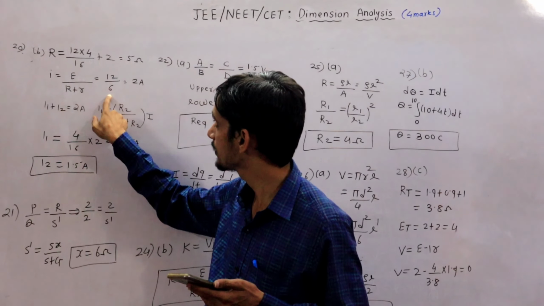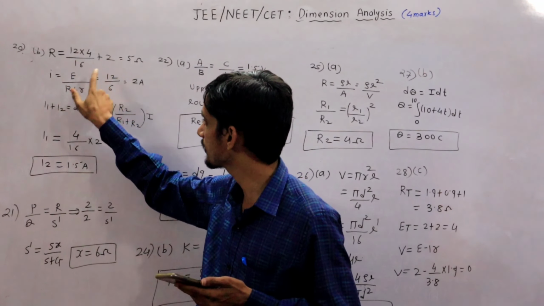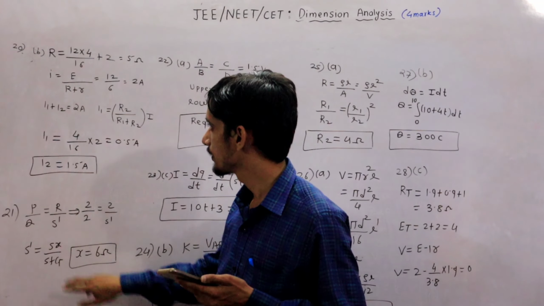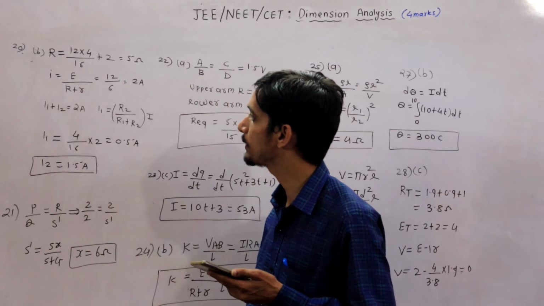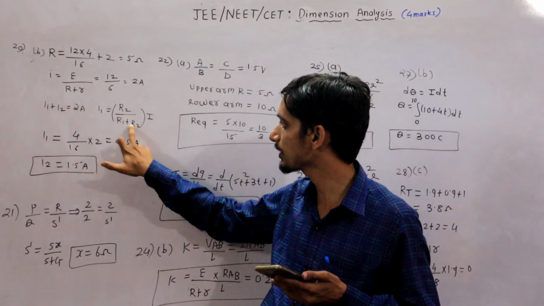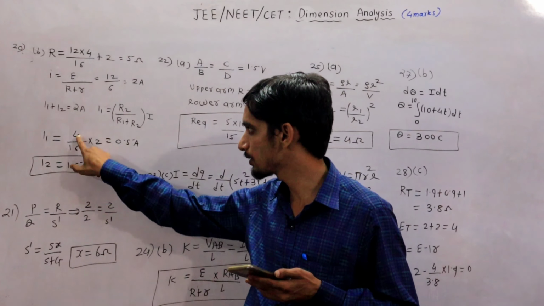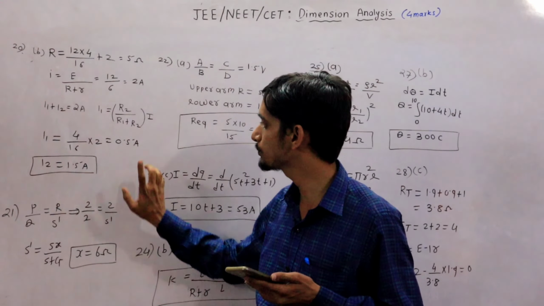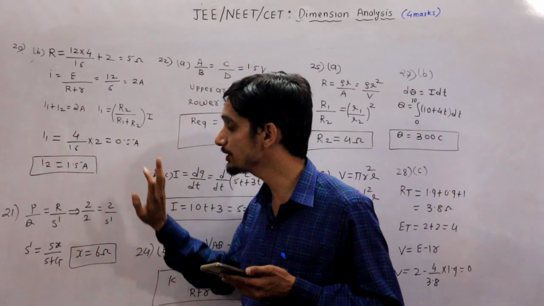E is 12 upon R plus r, meaning R is 5 ohm and small r is 1 ohm internal resistance, which is 6, so the current is 2 ampere. Now I1 plus I2 is equal to 2 ampere. So I1, as per the current division formula, is R2 upon R1 plus R2 into total I. R2 is 4, total resistance 12 plus 4 is 16, into I which is 2, gives 0.5 ampere.